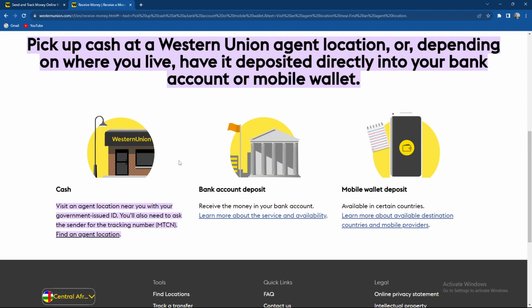And the third option, of course, depending on where you live and if the country supports it. As you can see, it is available only in certain countries, so you can get a Western Union transfer to your mobile wallet. So guys, of course, some really nice options over here.